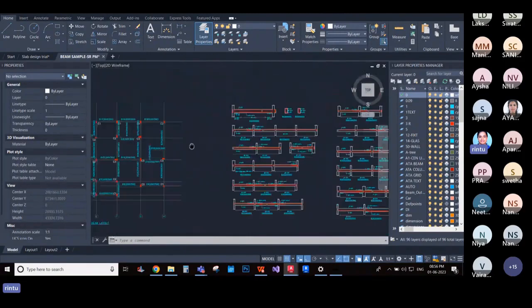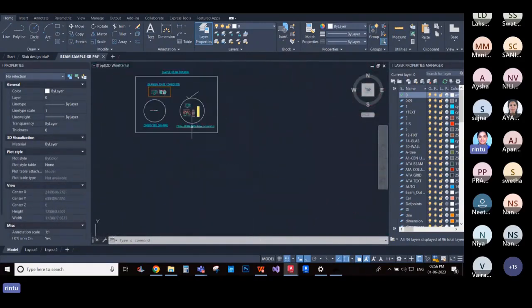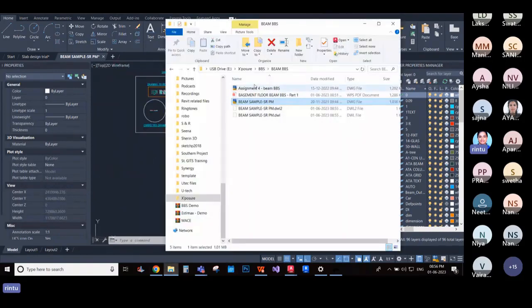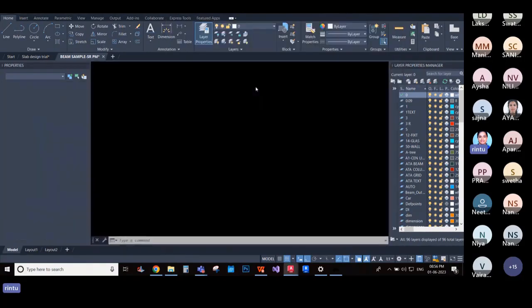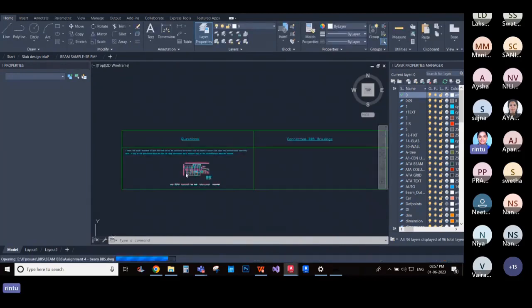Okay, so you have the reference. This is the unedited file. You'll have the edited file here. And when you submit your assignment, I want it in a pattern like this. So I'm sharing your assignment right here. The file will be shared in the group also. Okay, just a minute.